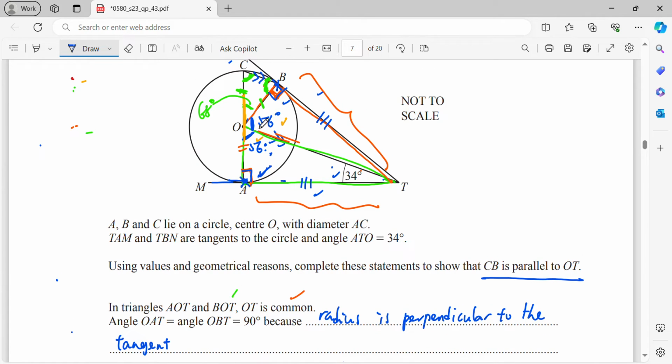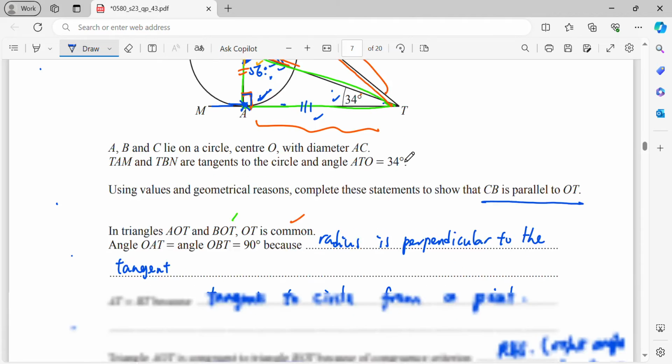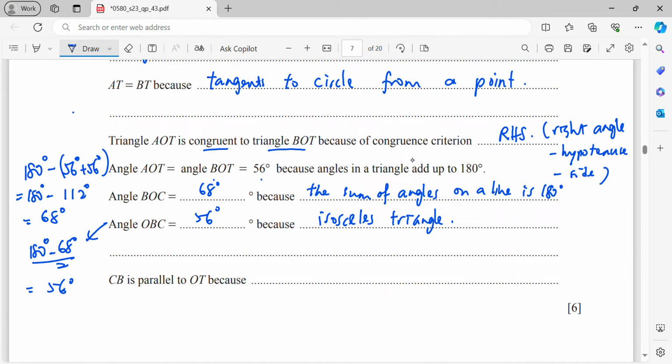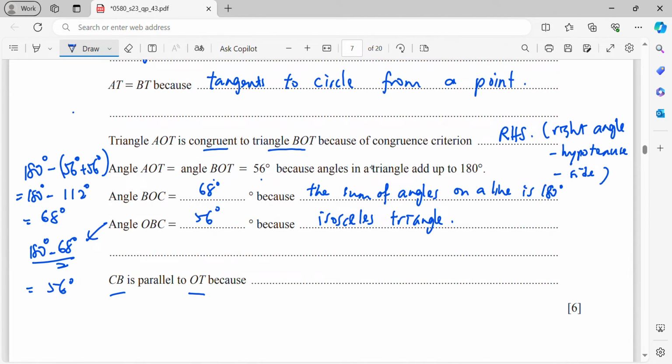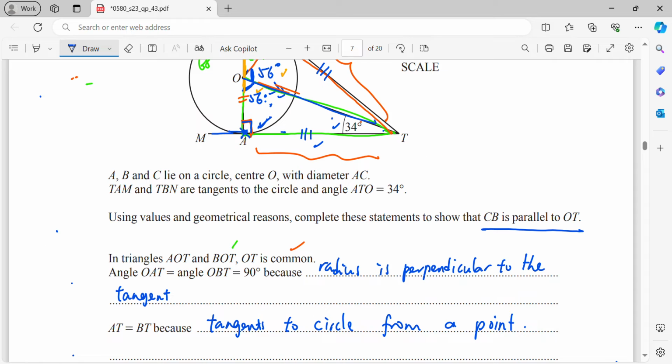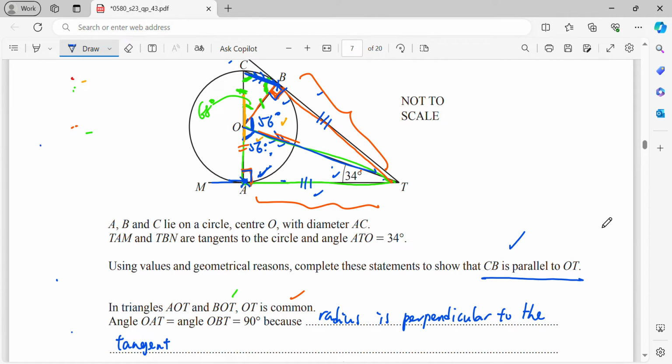So OB and OC are equal length because both are radii. Now, from here, because of the isosceles triangle, CB is parallel to OT. So CB, which is this side, is parallel to OT because of alternate angles. Alright, so that's the explanation for why CB is parallel to OT. Okay, done.